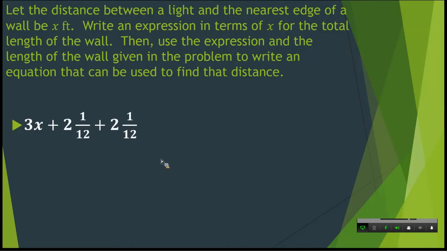So we would have 3 x's because we had 3 of those arrows. And then the 25 inches, well, we converted that to feet. That was 2 and 1/12 feet. So 3x plus 2 and 1/12 plus 2 and 1/12.